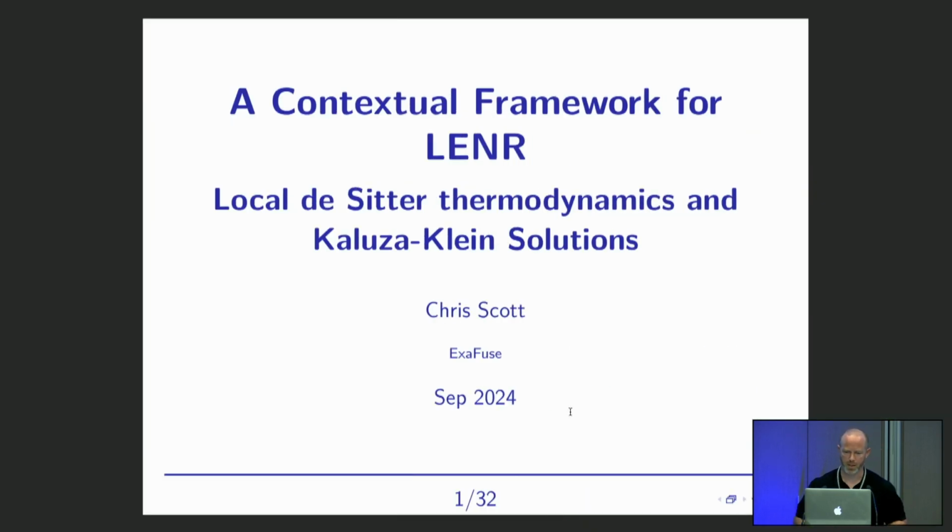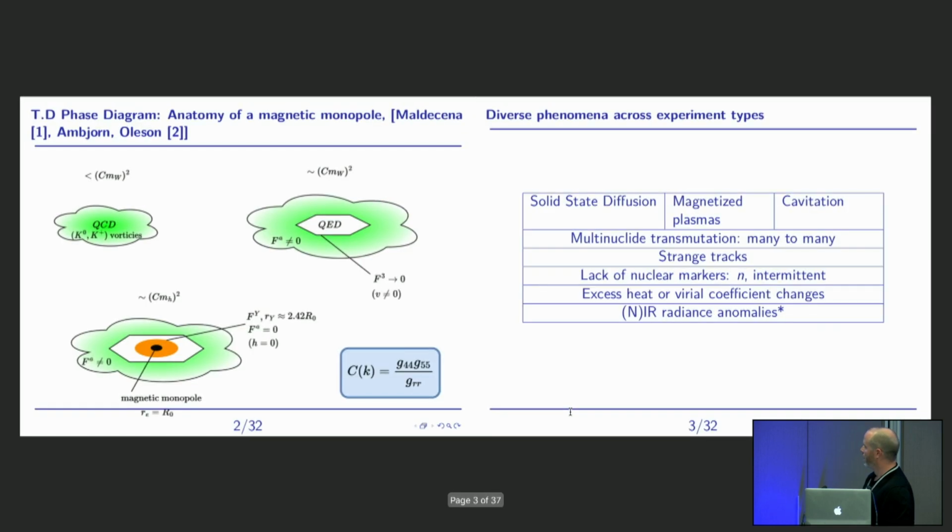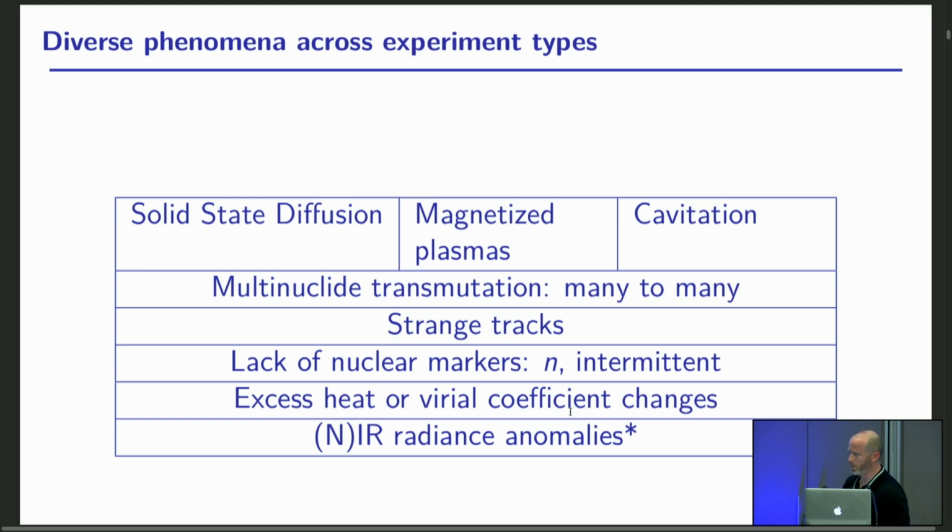Okay, I want to deliver a contextual framework, as I said. The problem space that we all have is that we've got several different experiment types, and I've loosely categorized them into three different ones: solid state diffusion, magnetized plasmas, and cavitation. And these phenomena are apparent across the whole swath, more or less.